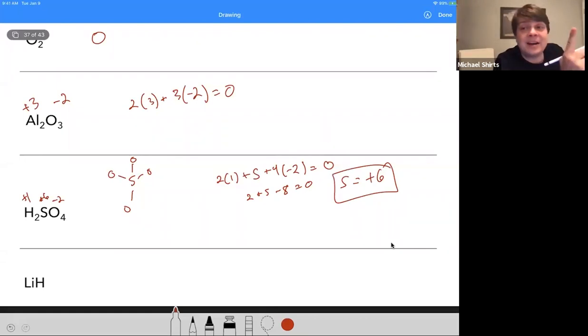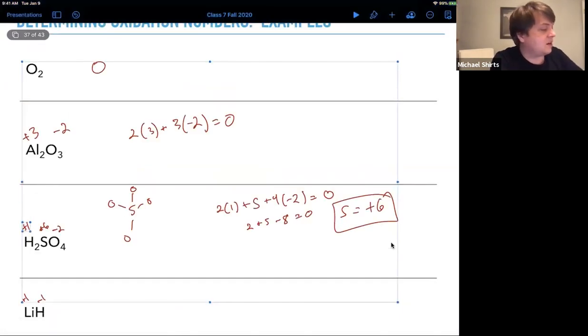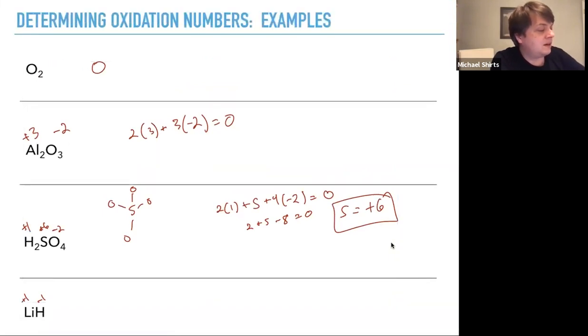Okay, lithium hydride. Lithium is going to be +1, and H is going to be -1, because it's with a metal. There we've got some straightforward cases. Let's go to some more complex ones next.